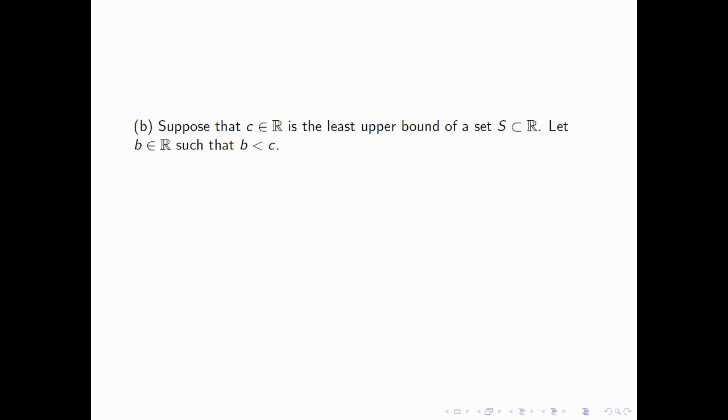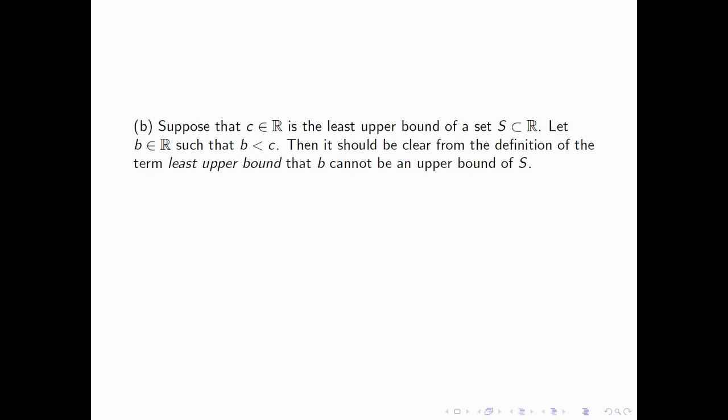Another example. Another thing to note about least upper bounds. Suppose that C, a real number, is the least upper bound of the set S, subset of R. Let B be in R so that B is less than C. And it should be clear from the definition of the term least upper bound that B cannot be an upper bound of S, right? Because it's smaller than C.